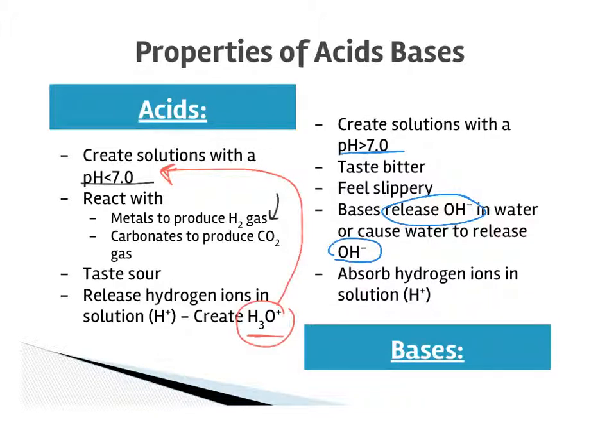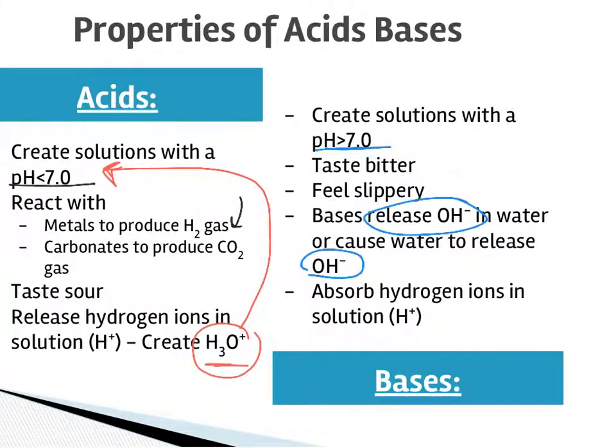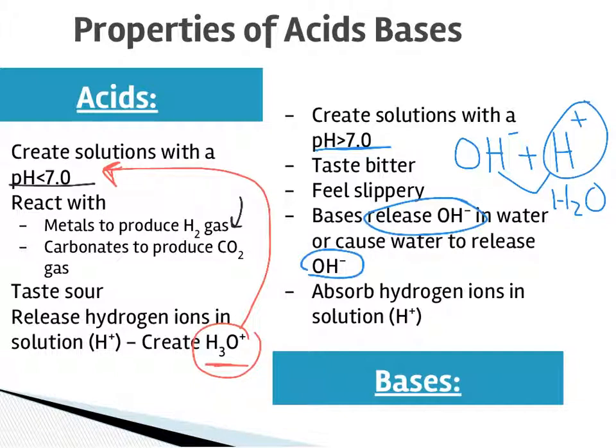So let's say that I have OHs, and if I have, this is changing my perspective a little bit, if I have an OH and a random hydrogen ion floating around, they're going to bond together and they're going to make water. So they're going to make H2O. Now, if this hydrogen ion was left floating around, it would have interacted with water to make H3O+.